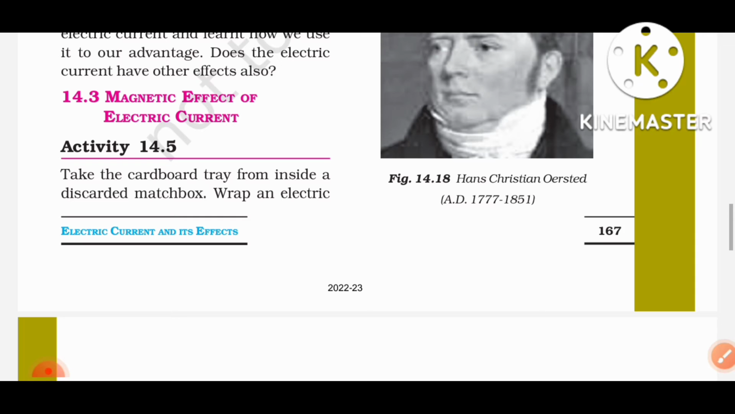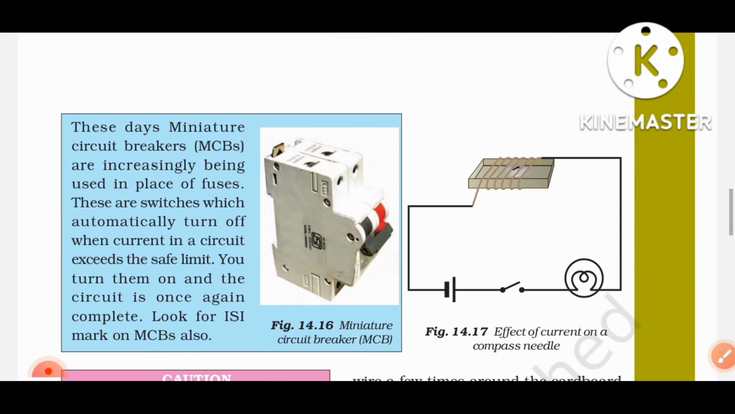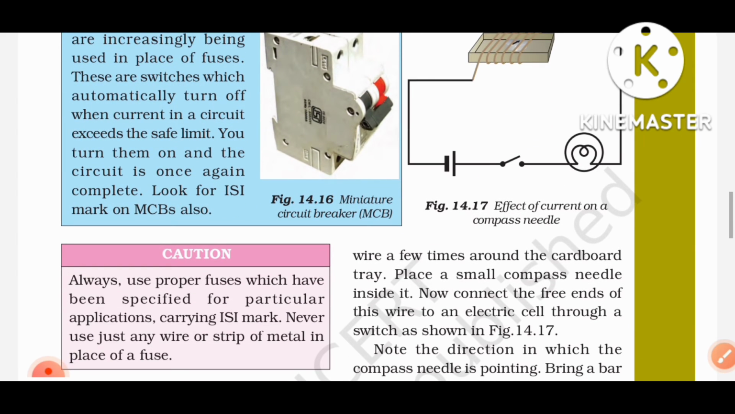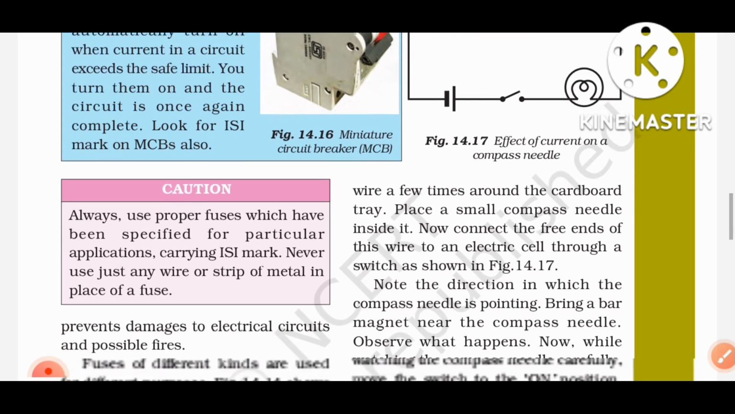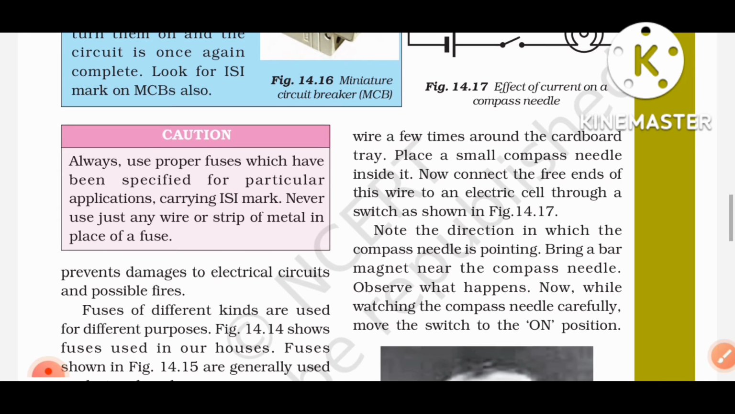Activity 14.5. Take the cardboard tray from inside a discarded matchbox. Wrap an electric wire a few times around the cardboard tray. Place a small compass needle inside it. Now connect the free ends of this wire to an electric cell through a switch, as shown in Figure 14.17.